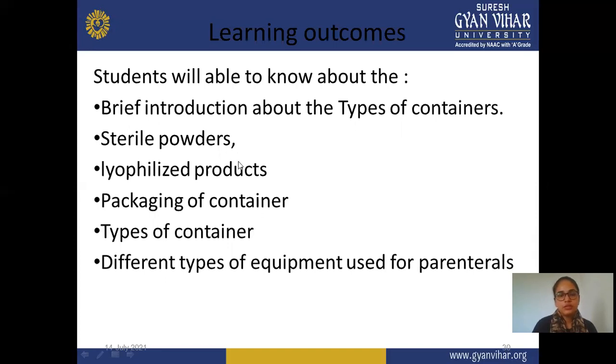In these learning outcomes, first is a brief introduction about the types of containers, and we have already seen the 5 types of containers. So you should know a detailed description of the different types of containers. Sterile powder: what is the sterile powder that we are using in a formulation, and reconstituted types of formulation. What is a lyophilized product, how we manufacture it, and some conditions that are required for this lyophilized product.